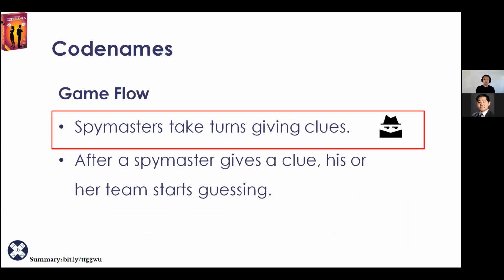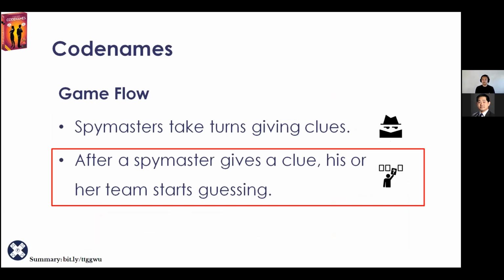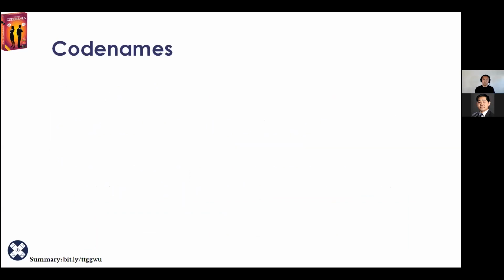All right, so after that, let's talk about game flow. Spy masters are going to take turns giving clues. Red team will go, then blue team, then back to red team, back and forth. After the spy master gives a clue, his or her team just starts guessing. The turns go back and forth like that.